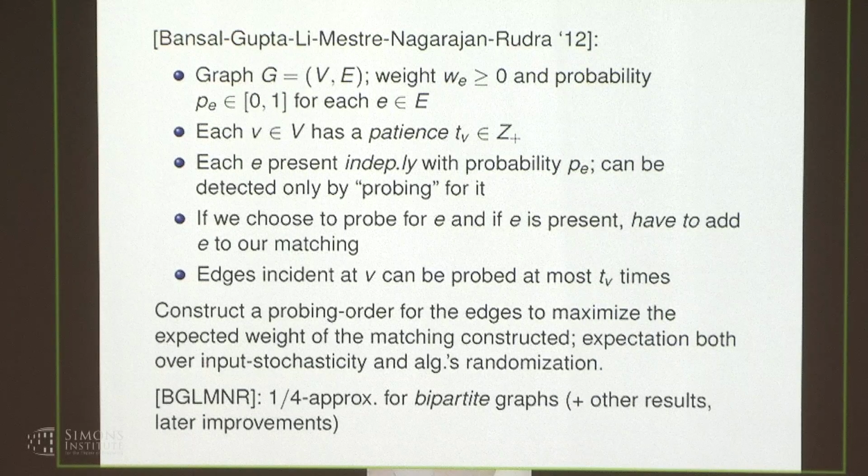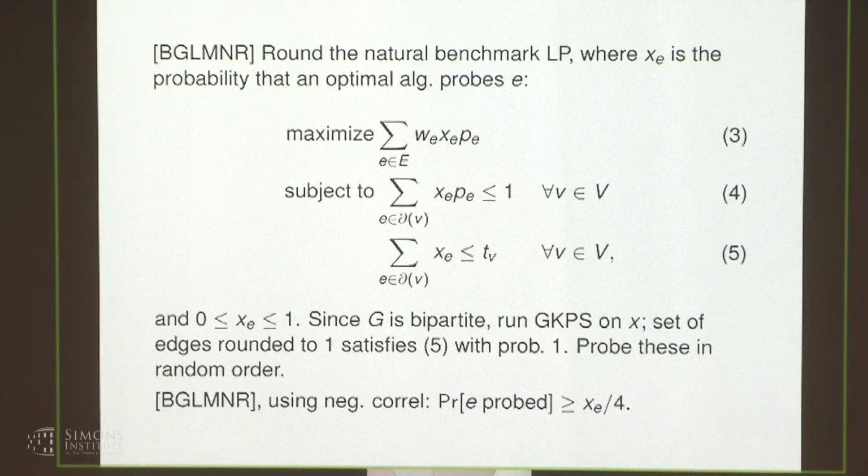So here is what we'll do. Let's first write the natural LP. By the way, the interesting thing is that in this LP, you take an integral random variable and relax it to a fractional one. But really, the LP naturally works with only fractional values. So the natural benchmark LP is the following.